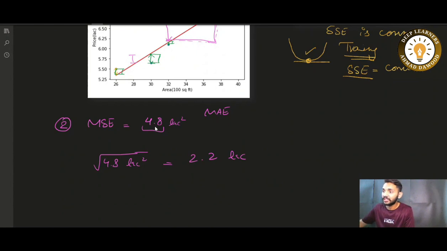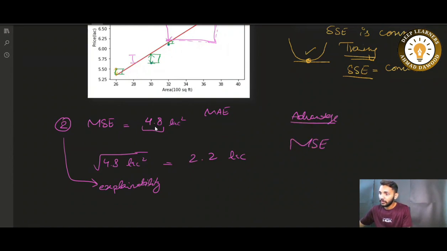Now the second issue you can say here can be its explainability. When you have to explain the model, you do not have the same unit as your target variable has. This is in the case of mean square error. And one of the biggest advantages you can say here is that this mean square error is differentiable at each point. This function is differentiable at each point.